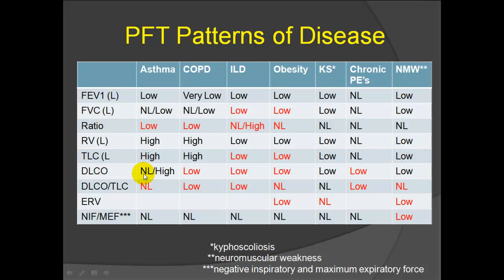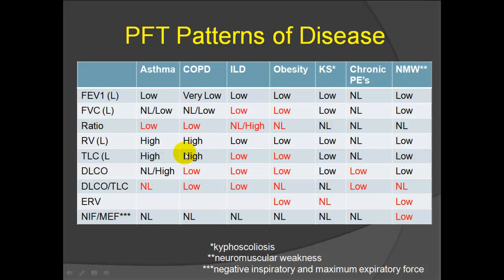The diffusion capacity is high, and even when accounting for the lung volumes, remains relatively normal. Tests of neuromuscular strength of the diaphragm and accessory muscles, the negative inspiratory force and the maximum expiratory force, should be normal in asthma. In classic COPD, such as emphysema, the FEV1 can be quite low, and of course the ratio is low. And like in other obstructive diseases such as asthma, the residual volume and total lung capacity are normal or high.